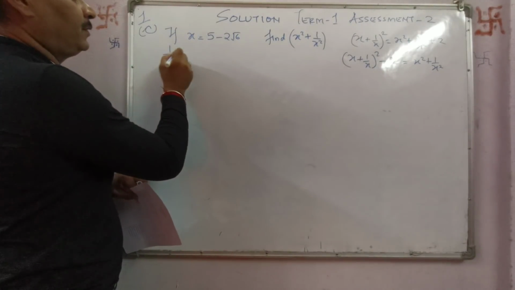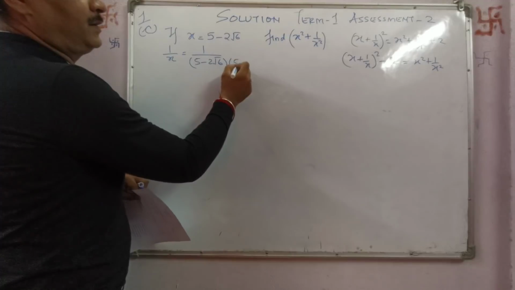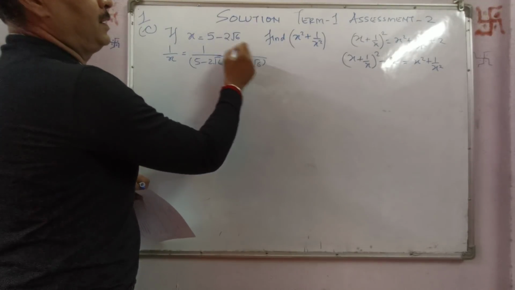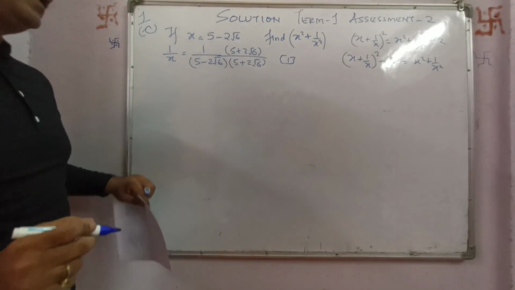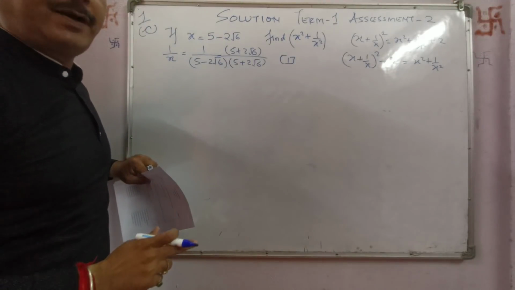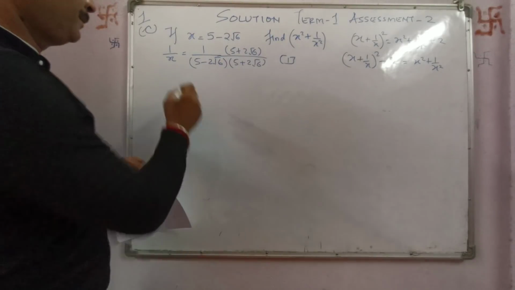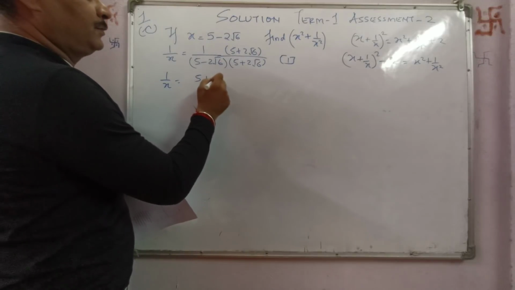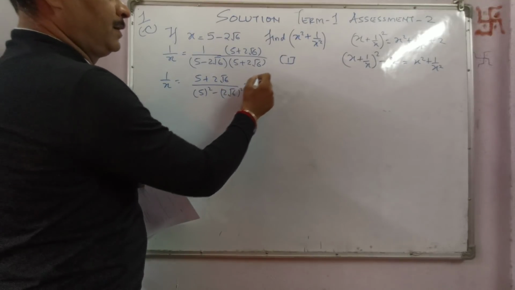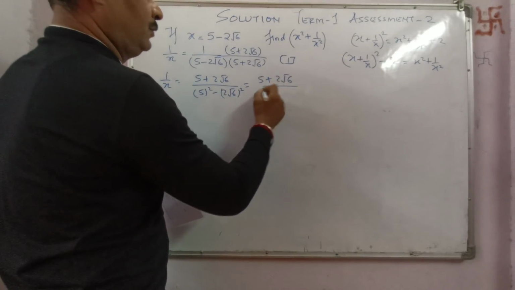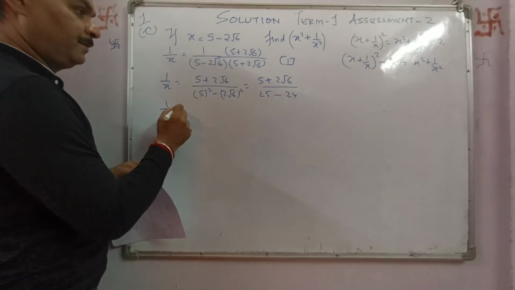So for that we need to find 1 upon x. 1 upon x, that is 1 upon 5 minus 2 root 6. Rationalizing factor is 5 plus 2 root 6 into 5 plus 2 root 6. This is of 1 mark. When you are multiplying with the rationalizing factor both numerator and denominator, or simply identifying the rationalizing factor, you will get 1 mark for that. Now 1 by x is equal to 5 plus 2 root 6 upon 5 square minus 2 root 6 square, that is 25 minus 24.